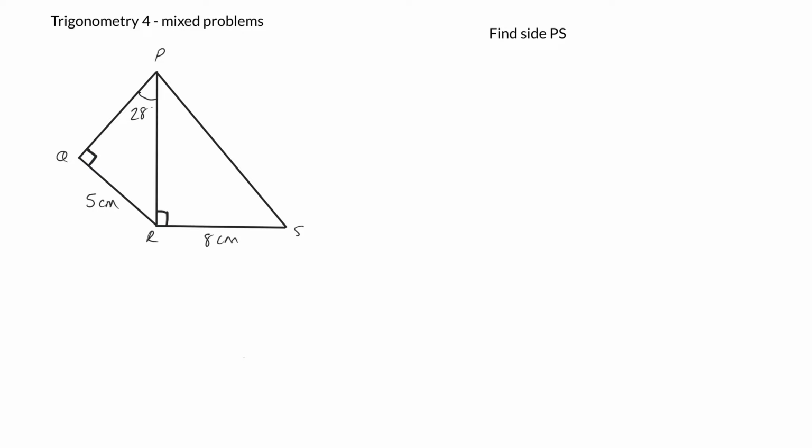So what I would do to start with, I would look at these two triangles and say, well, I want to work out PS. What information do I need to work out PS? If I was using Pythagoras, I would need that length and that length. So in order to find PS, I need this length here. I can now use this triangle in order to find this length here. So I'll redraw that triangle and I'll start to label it up.